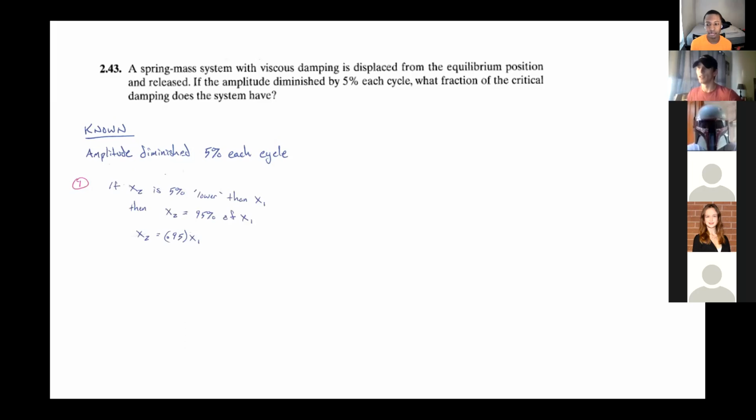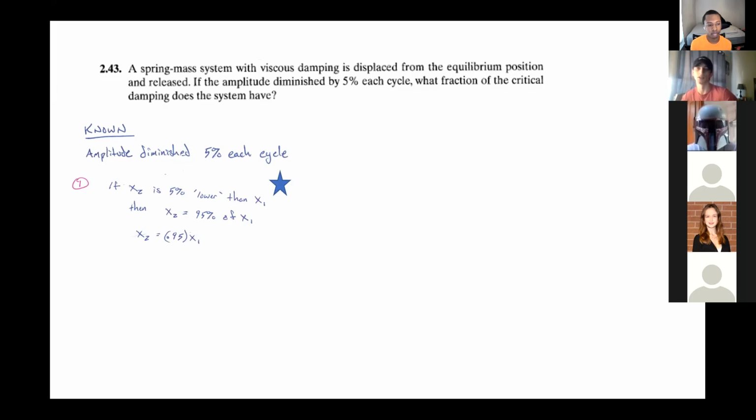So that means that if our second amplitude, x2, is 5% lower than x1, our first amplitude, then x2 is 95% of x1, or x2 equals 0.95 times x1. This is something that we should know. This could very well be a problem.